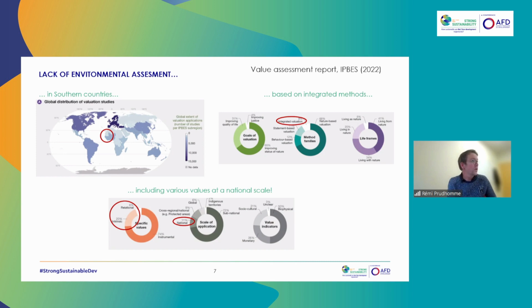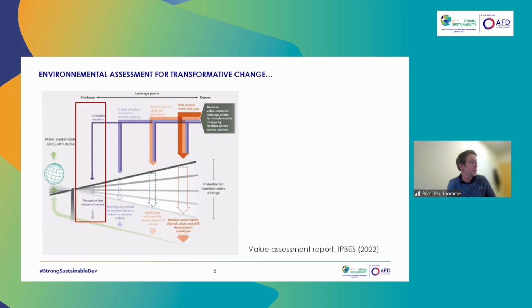And what we would like to do with this environmental assessment is to do an assessment which is able to lead to a transformative change. Here is another figure produced by the IPBES in the values assessment report, where they show that the first lever to produce a transformative change is to recognize the different values of nature, and the second is to have valuation embedded in inclusive decision making. So it's also another point we wanted to keep in mind, but in this presentation, I will focus only on the first aspect, the recognition of different values of nature in the assessment.